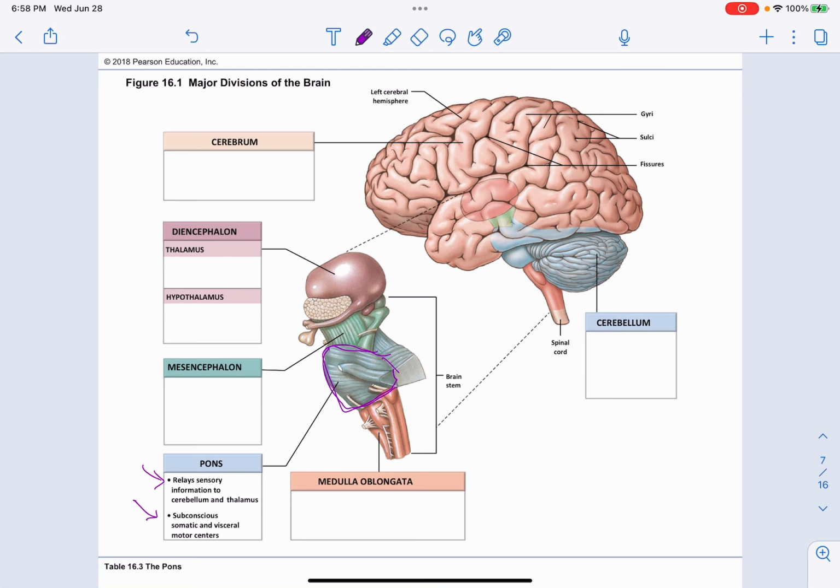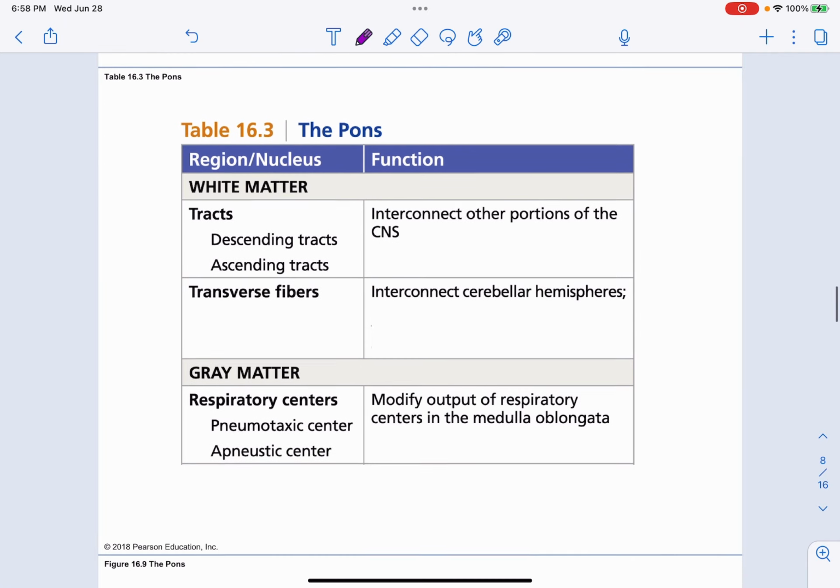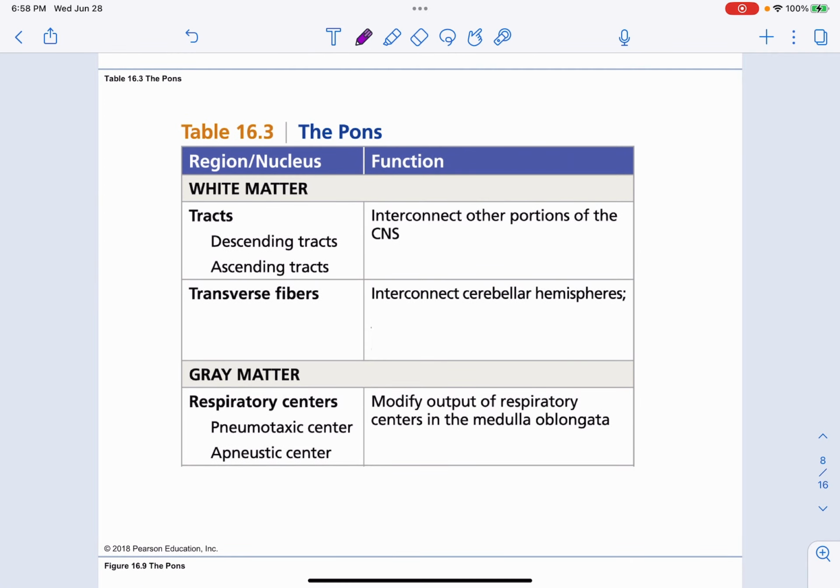So the relay center is also going to convey information to other parts of the brain. Let me show you this here. So here is where we're talking about the relay center. So it's similar to the medulla oblongata in the fact that it's relaying information to other parts of the brain. But the type of information is slightly different.